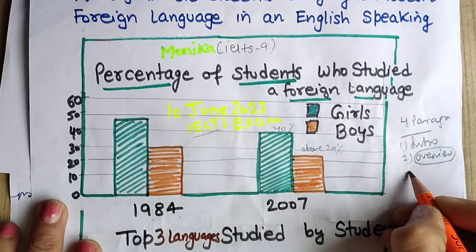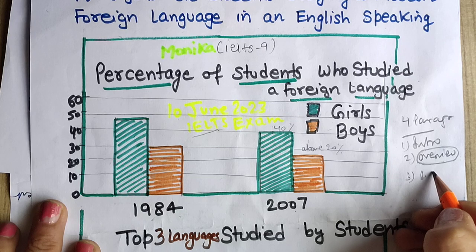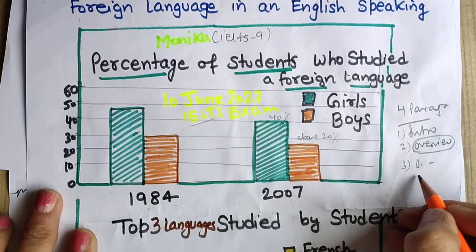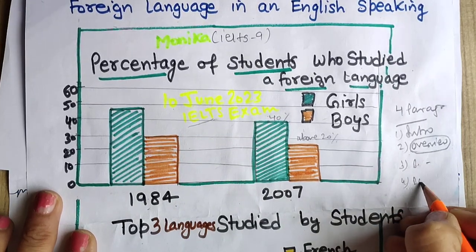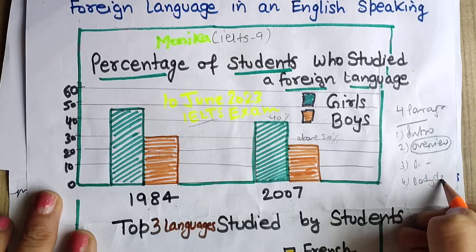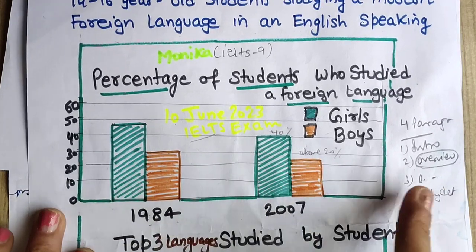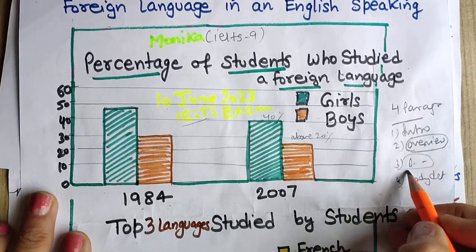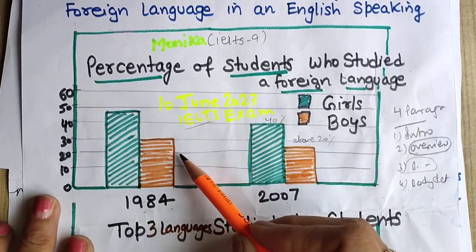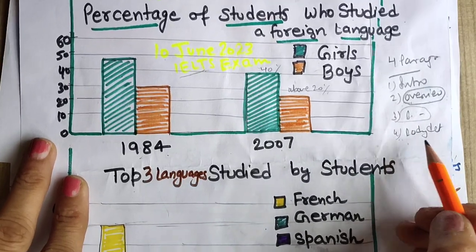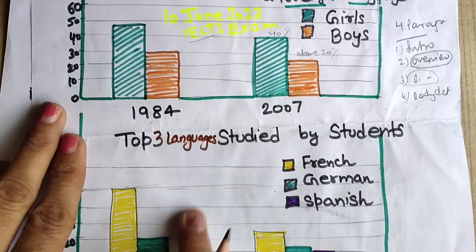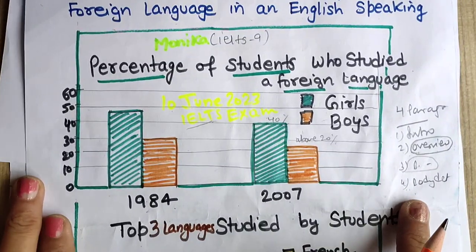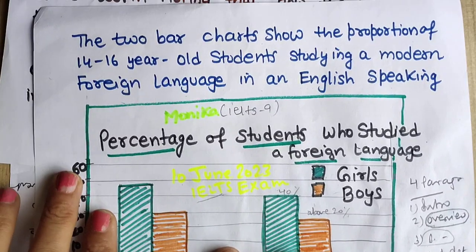Now the third paragraph is a body paragraph about details, and the fourth is also a detailing body paragraph. After introduction and overview, I will be explaining this bar graph in the third paragraph, and in the fourth body paragraph I will be explaining this bar graph. So segregation is done.